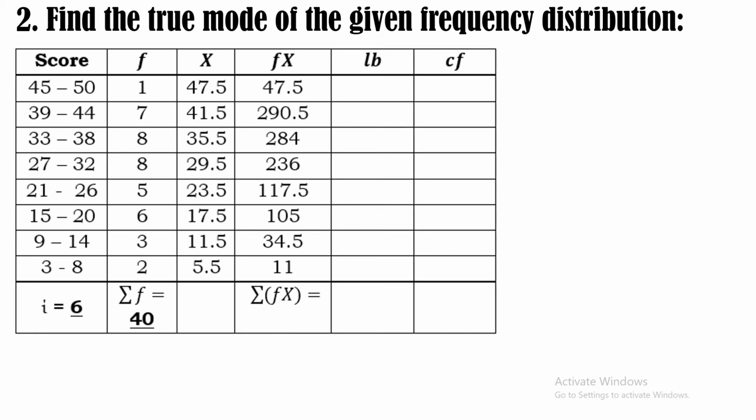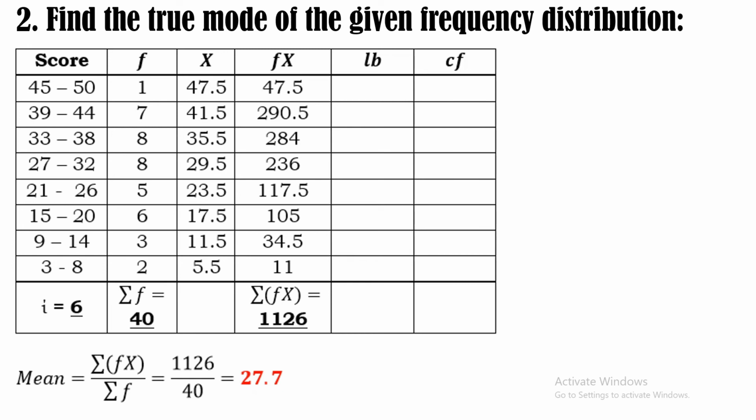Now, add all those values under the fx column. That will be our summation of fx. It is 1,126. Now, we can already find the mean of the given grouped data. So to solve for the mean, we use the formula mean is equal to summation of fx all over summation of f. By substitution, we have 1,126 divided by 40, and that gives us 27.7.